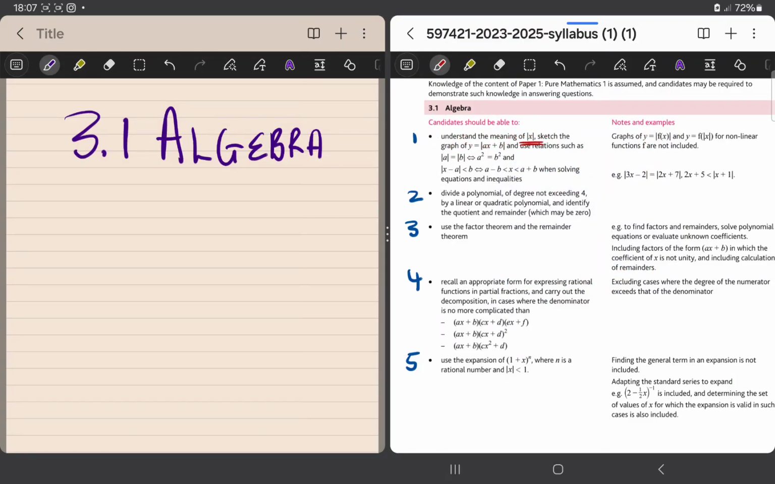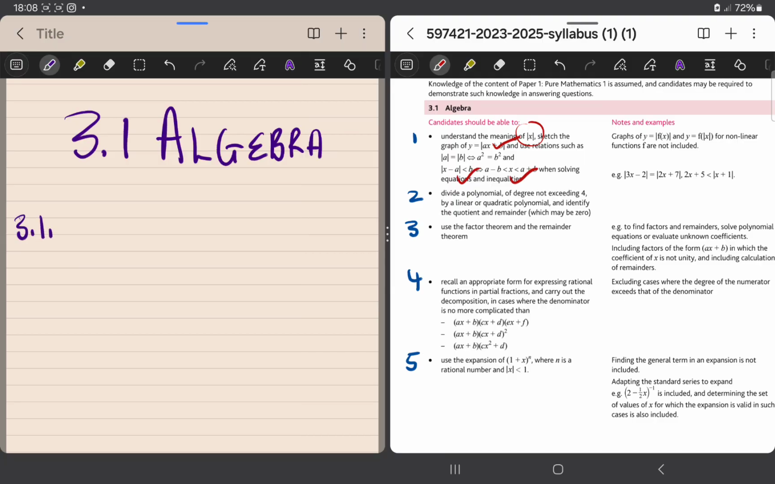This is the modulus sign. It's called absolute value or modulus sign. So here they say, understand the meaning of this, sketch the graph of this, and use relations such as this and this to solve what? When solving equations and inequalities. So anyway, the things that we have seen are to sketch the graph, equations, inequalities, and then just to understand the meaning.